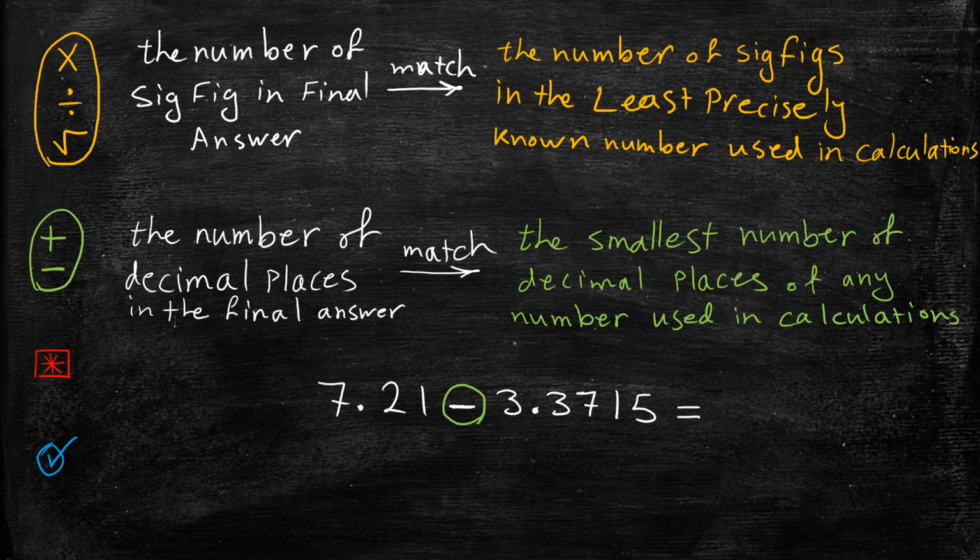Now we care about only the number of decimal places. So here we have 2 decimal places. Here we have 4 decimal places. So our final answer, we know already, should match the smallest number of decimal places. Our final answer should have just 2 decimal places. So now I go ahead, I perform this operation as per usual.